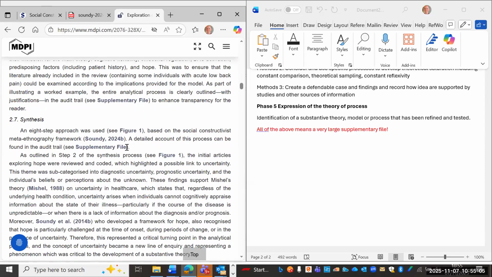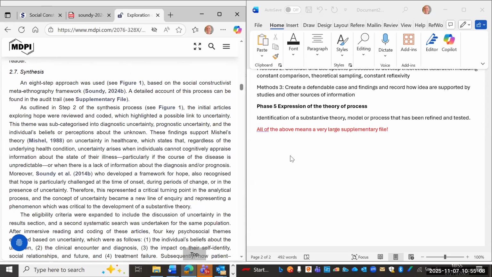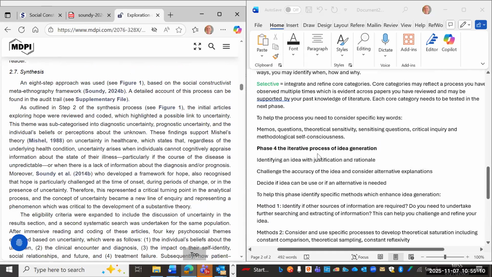So to write your method section, look at the example, look at the framework article and think about what's here. And that should help you with your steps on a social constructivist meta-ethnography method section. Good luck with it.